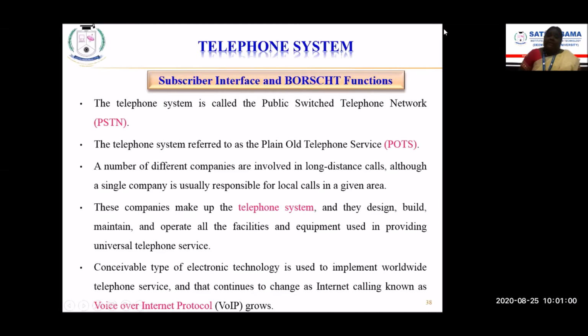And this conceivable type of electronic technology is used to implement worldwide telephone service, which continues to change with internet calling, known as VoIP. Also, the telephone service using twisted pair cables is again used for VoIP connections, that is voice over internet protocol. So with the same line, we are able to transmit data packets. That is the internet service provider.